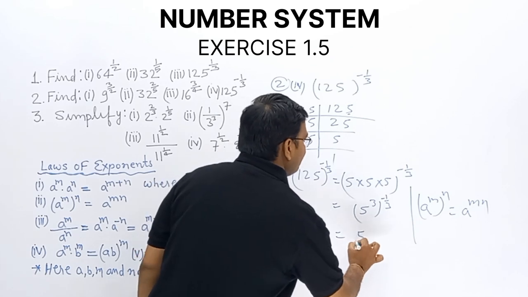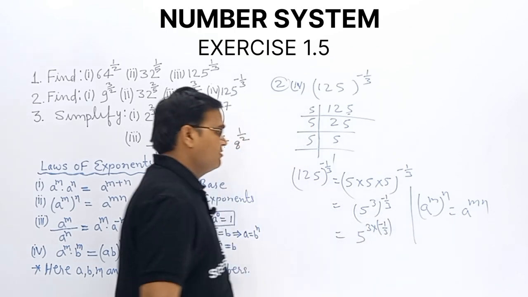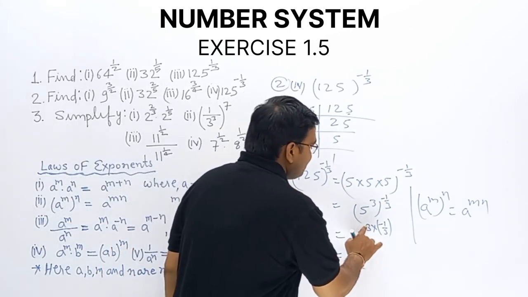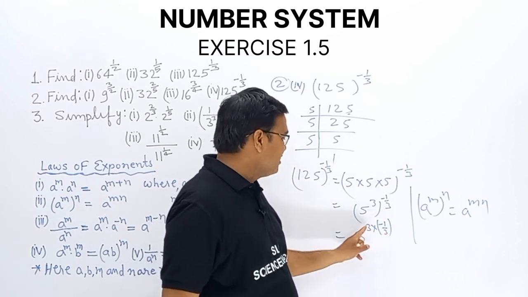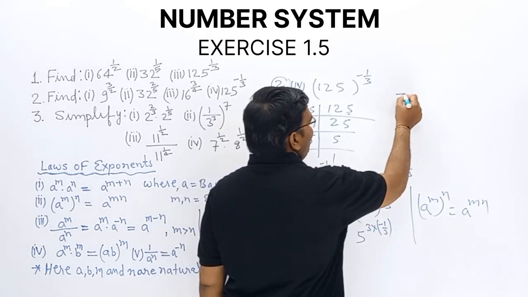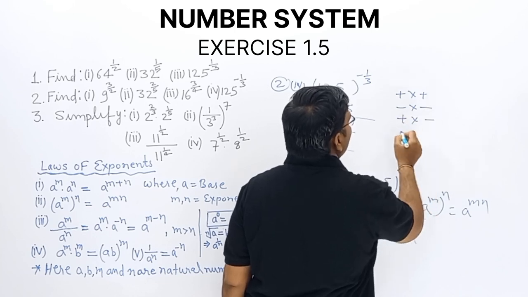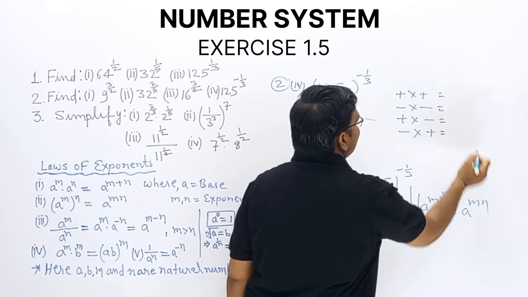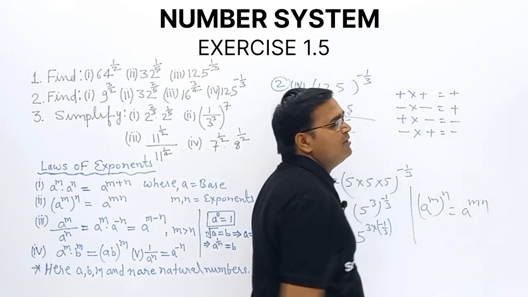So 5 power 3 into minus 1 by 3, like this. How do we do it? This is plus, this is minus. We are multiplying 3 and minus 1 by 3. This is positive and this is negative. So plus into minus: if we have the same sign, what will be the result? And if we have a different sign in the multiplication, what will be the result? Same sign means we get positive. Different sign means negative.